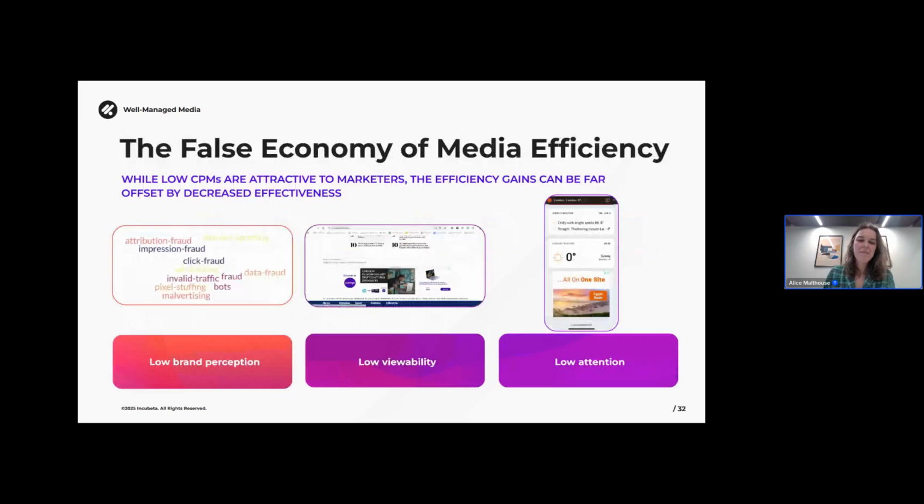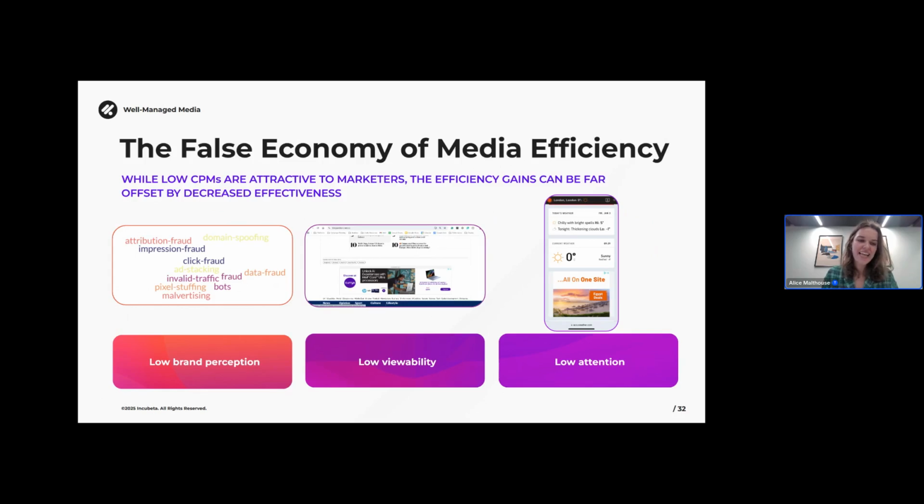So a lot of people like to chase those cheap CPMs because they think that they can reach lots of people and their budget will go really far. But even though these low CPMs are attractive to marketers, the efficiency gains are offset by a decrease in effectiveness. And there are a couple of reasons why.